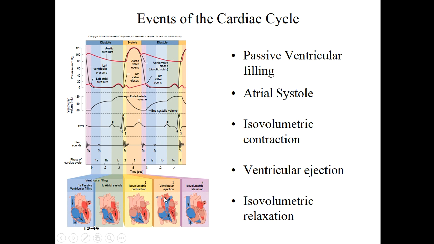What event marks the end of ventricular ejection? Diastole, right? As soon as the ventricles begin to relax, we are into isovolumetric relaxation. That's the first phase of ventricular diastole. And as soon as the atrioventricular valves open, blood begins to flow through the open AV valves and into the ventricles below, a process called passive ventricular filling.